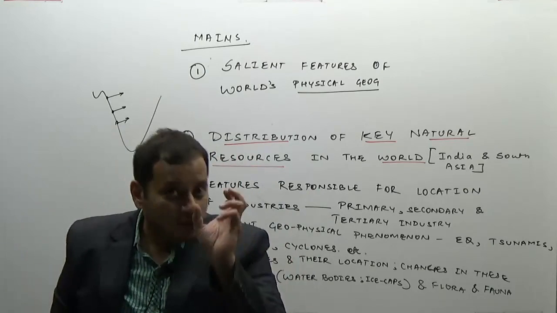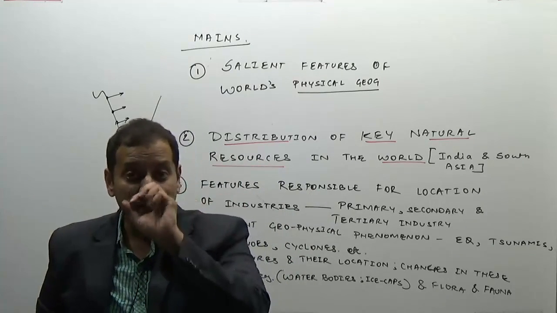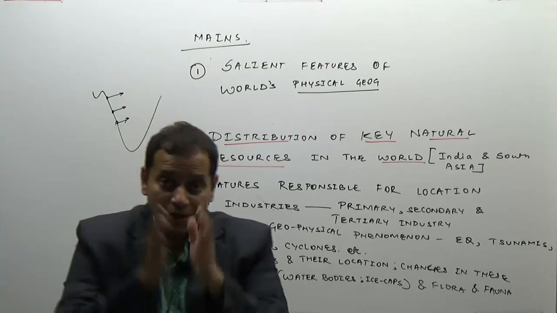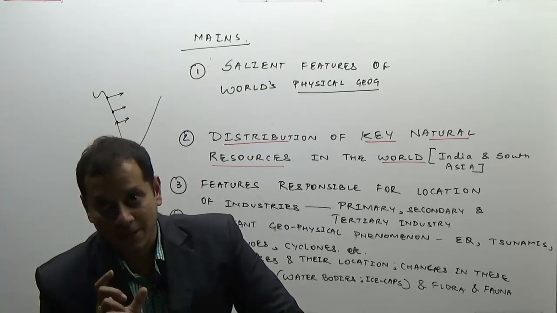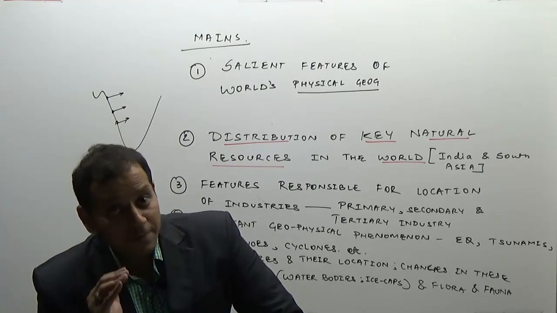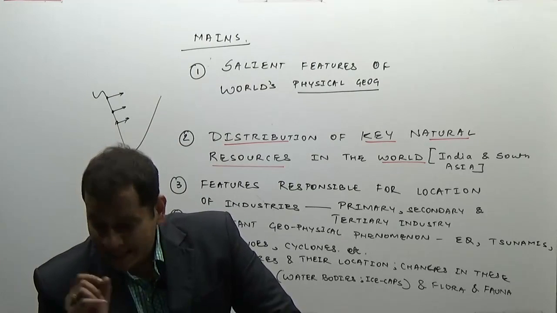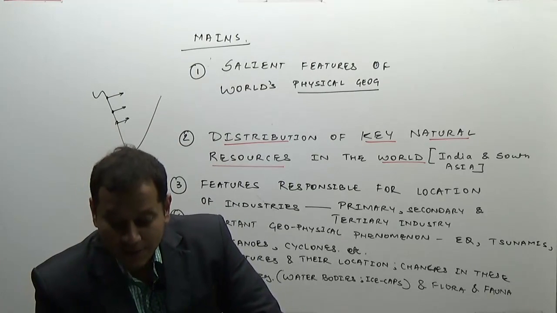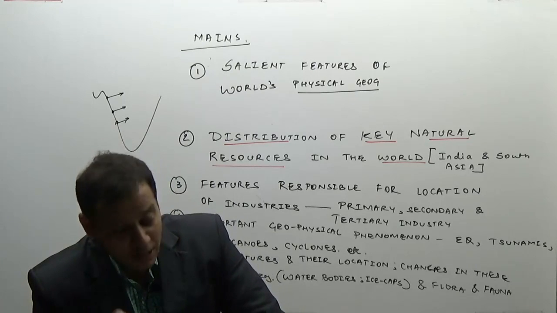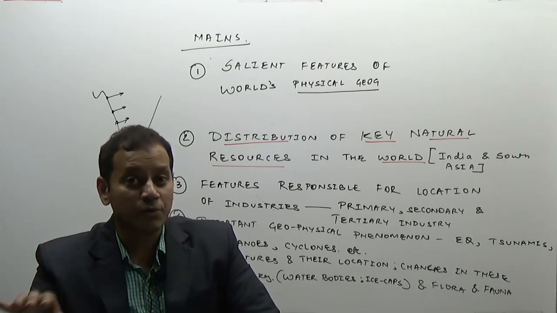For example, coal will always be available only in the Gondwana lands or only in the lands which have undergone submergence during a period known as the Carboniferous period. Otherwise, coal won't be available in other kinds of landscape. Coal generally is associated with the Gondwana landforms or the Carboniferous period.